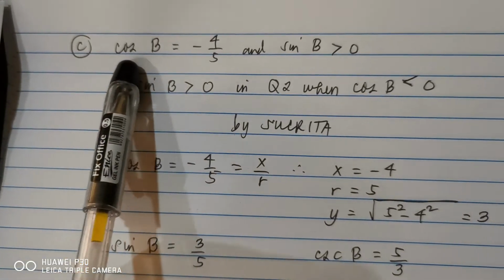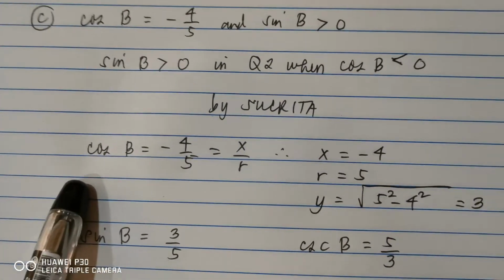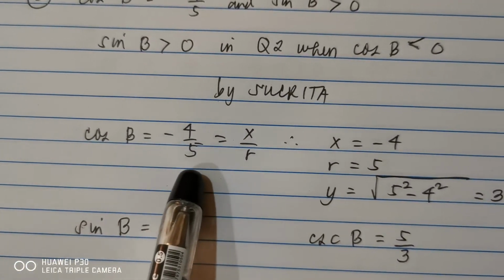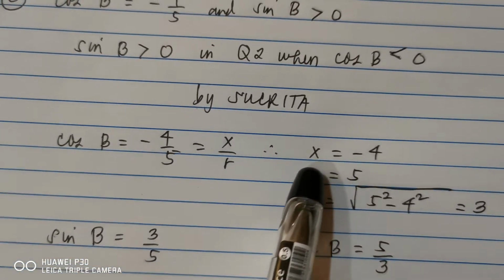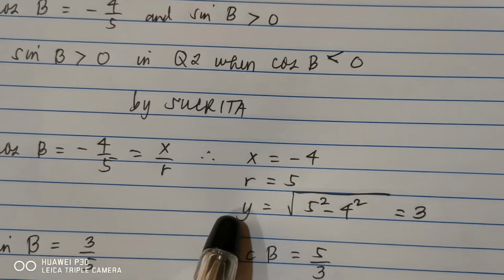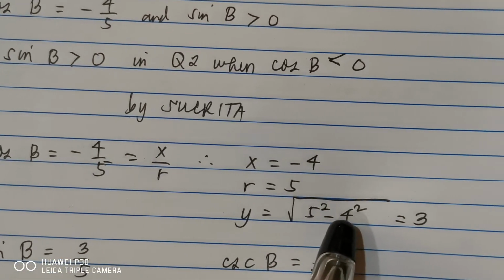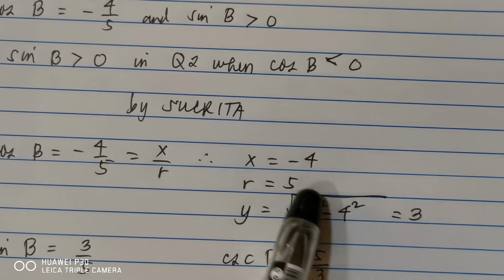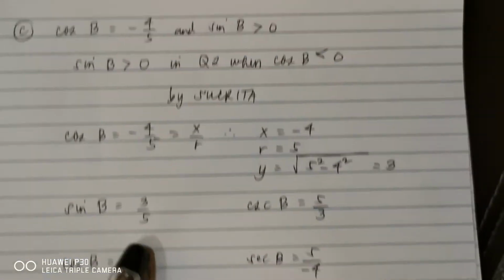So we will use this function again. So cos B is equal to negative 4/5, defined as x over r. Therefore, x is negative 4 and r is 5. To find y, we have the square root of 5 squared minus 4 squared, which is 3. So we now have the values of x, y, and r.